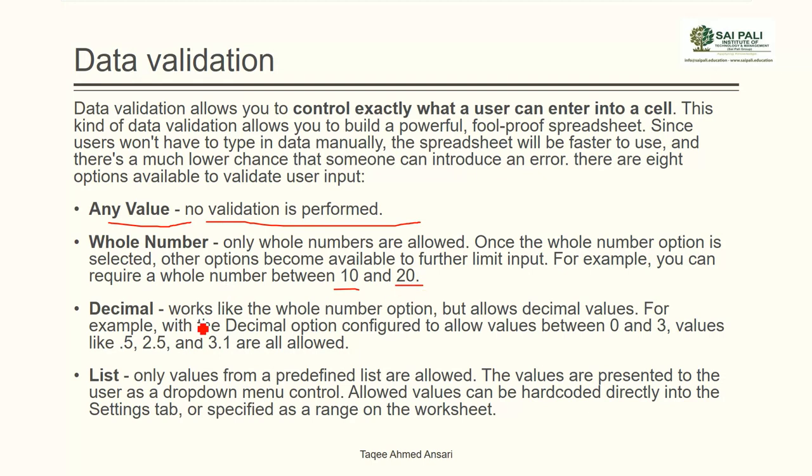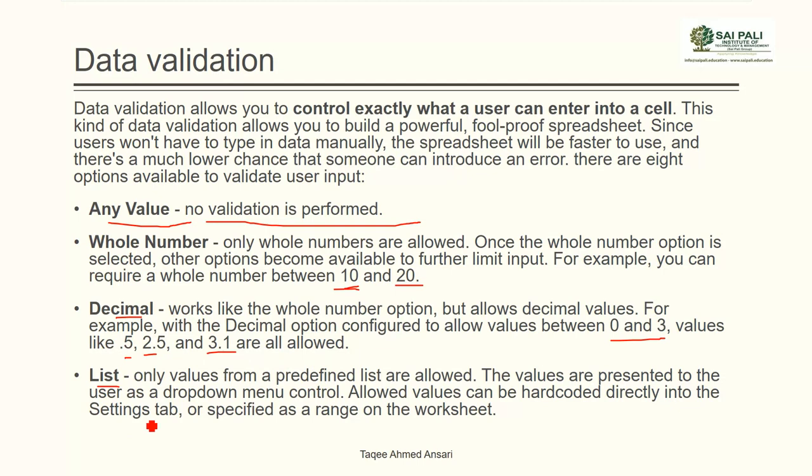This is whole number. If suppose I want decimal, I can select this decimal. It will allow the value input only in decimal. That means here it will only accept whole numbers, and here it will accept the decimal. In this you can't add the decimal, and in this you can add the decimal also. If suppose I select 0 to 3, that means I can add 0, 0.5, then 1, then 1.5, 2, 2.5, then 3.1, whatever.